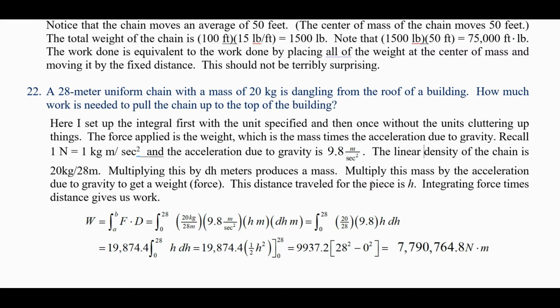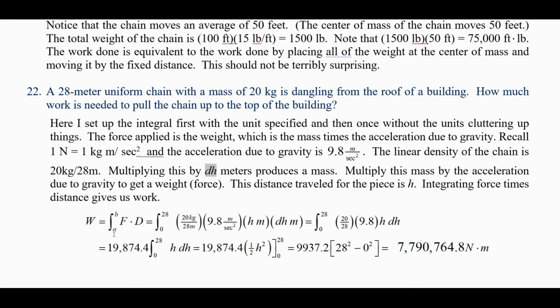So multiplying that by dH, we'll talk about the height of it. I used h this time instead of y. It doesn't really matter what variable I use there. So dH will produce a mass. Multiply the mass by the acceleration of gravity to get a weight, which is a force, and the distance traveled for the piece is h. The picture is kind of similar to the last picture. So integrating force times distance gives us work.